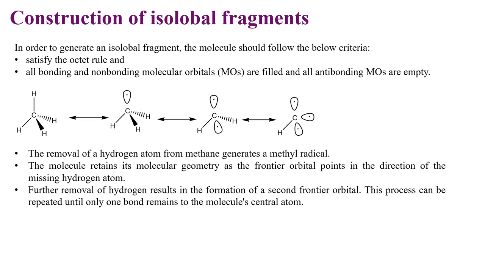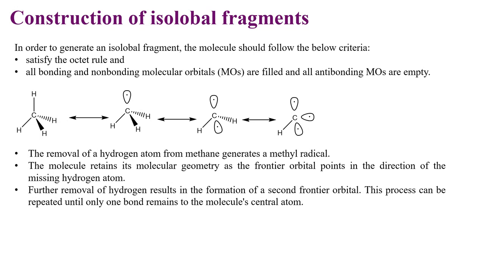As I told you, we'll see how we arrive at the construction of isolable fragments. So for example, if I take methane, how do we arrive at the molecular fragments from methane? In order to generate isolable fragments, the molecule should follow certain criteria: it should satisfy the octet rule, and all bonding and non-bonding molecular orbitals should be filled, and all antibonding molecular orbitals should be empty. These are the two criteria which have to be followed for a molecule in order to generate an isolable fragment.